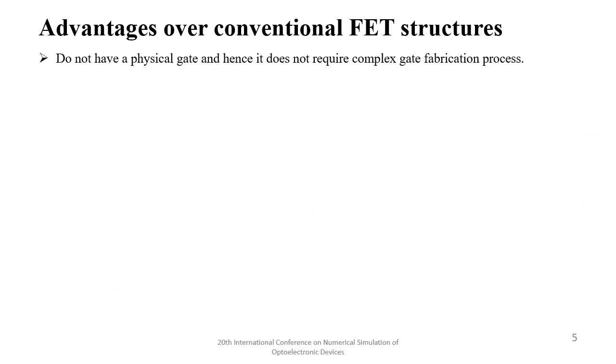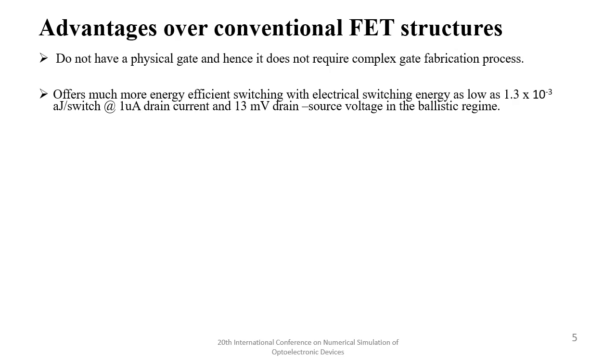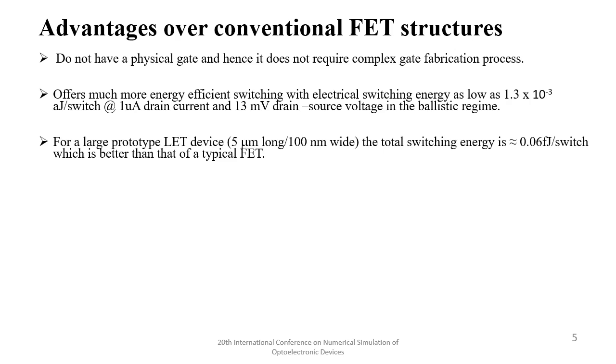Advantages over conventional FET structures. Since this structure does not have a physical gate, it does not require any complex gate fabrication process. The electrical switching energy could be extremely low, as low as 1.3 times 10 to the power negative 3 attojoules per switch when the nanowire is made to operate in the ballistic regime. Even with a larger device structure, the total switching energy could be as low as 0.6 femtojoules per switch, which is better than typical FETs having switching energy in the range of 0.1 to 1 femtojoules per switch.